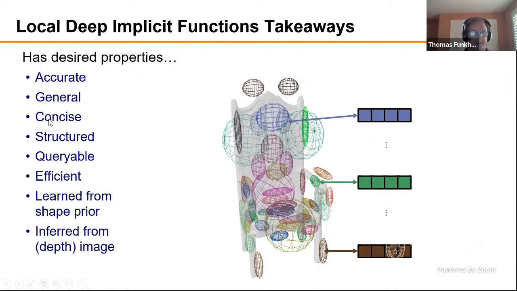It's relatively concise. The first thing I described has 10 numbers for each of the ellipsoids. The second thing I described has 10 numbers plus 32-dimensional vectors for each of the ellipsoids. So compared to many other representations, that's quite concise. It's structured. Even when you learn end-to-end with the implicit functions learned in addition to the ellipsoids, it still produces a consistent structure across the entire shape. And so you can reason about correspondences and all kinds of other nice properties that you get from consistent structure across a class of shapes. It's queryable, at least for inside-outside. It's efficient, and it can be learned from shape priors, in this case so far from depth images. I'll talk more about inferring from other images.